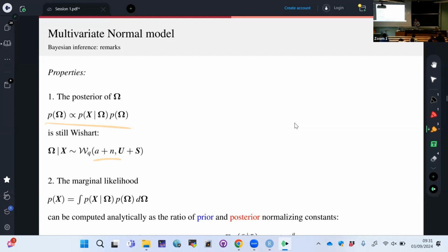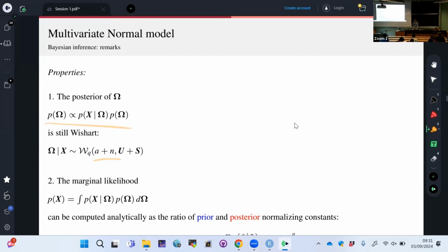So the posterior is still Wishart, which means that if you want to do posterior inference and you have some function or algorithm to sample from Wishart distributions, you can use it just by updating the hyperparameters and you obtain draws from this posterior distribution.